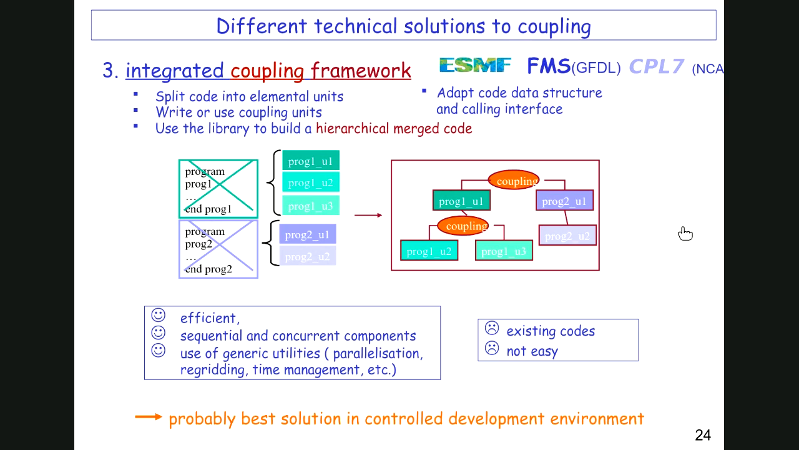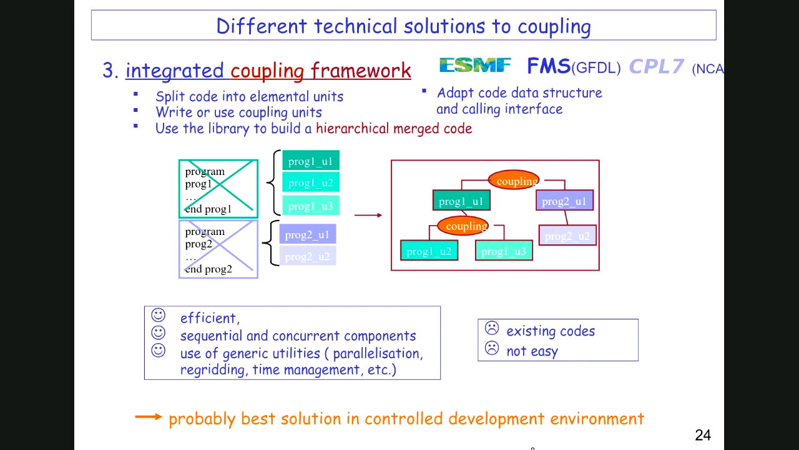The drawback with this approach is that it's not that easy to implement with existing codes, because you have to split your original code into different units and rebuild the new code. Again, you may have problems synchronizing with the different versions of the code if your original codes were developed independently. So this way of doing, which is used by many coupling software in the States, is probably the best solution to implement your coupling if you have a controlled development environment into which you can impose some coding standards. If this is the case, then that's probably a very good way to do coupling. Each group adapts its components, its units, to the standards, and then all the groups can share those different components.